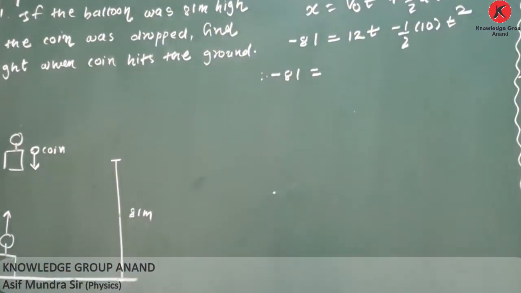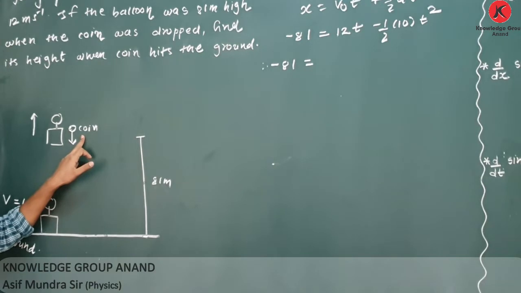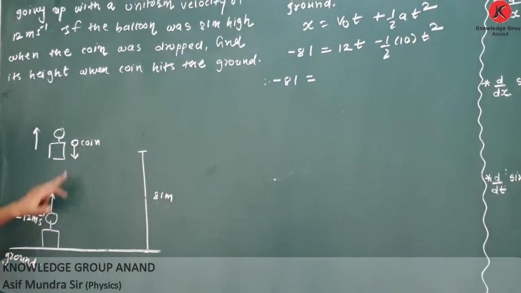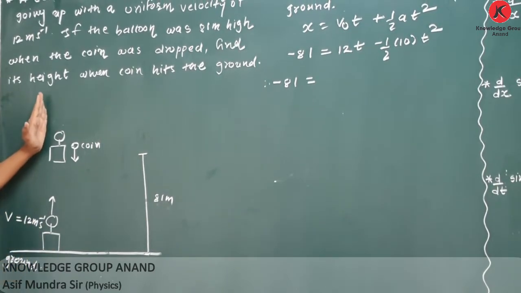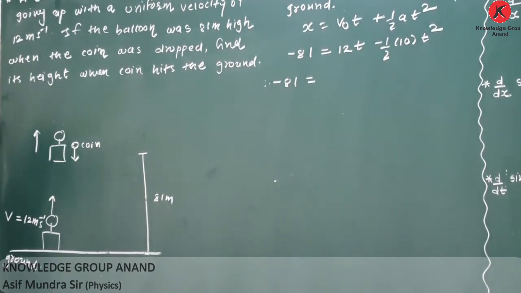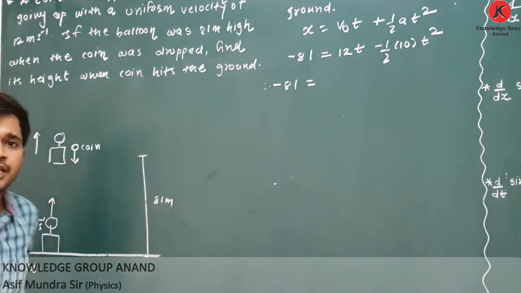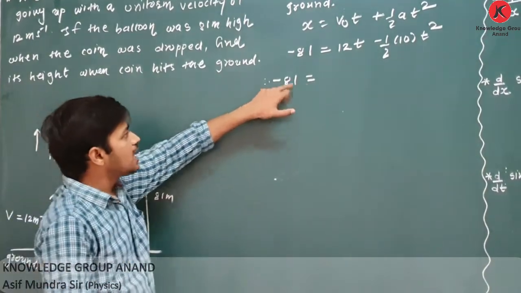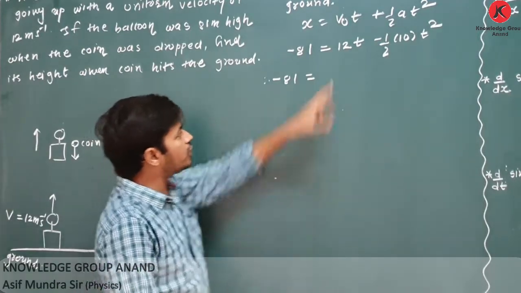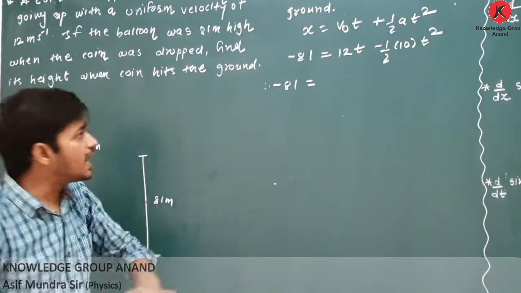Now, what about v0? That is the initial velocity. Yes, you will be thinking the coin is dropped, so its initial velocity will be 0. No. Initially the coin is in the balloon and the balloon is moving up with velocity 12 meters per second. So the initial velocity of the coin is also 12 meters per second in the upward direction. Clear about this? Okay, so minus 81, v0 is equal to 12t, and a is replaced by minus 10.